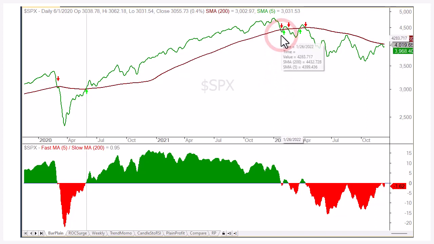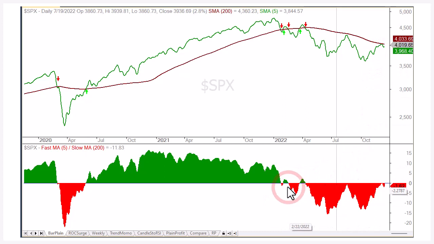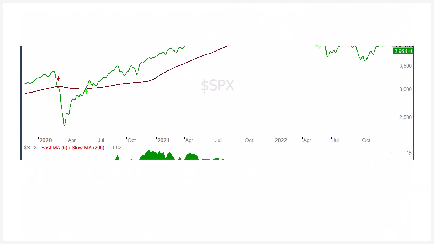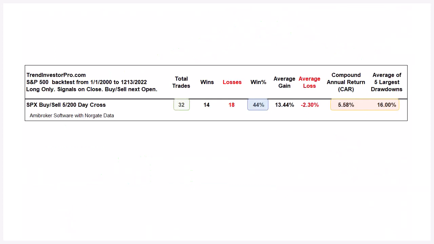And that's what we've seen in 2022. We've seen a lot of whipsaws because the 5-day moved above and below the 200-day 4 times already. Now, the move that we had in April is sticking so far, and the 5-day remains below the 200-day. So we're still in a downtrend according to this indicator. And the bottom window shows the histogram, which also shows the crosses of the 5-day and the 200-day. So now let's look at the Excel table that I put together.